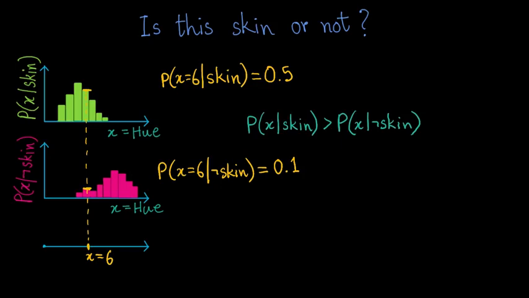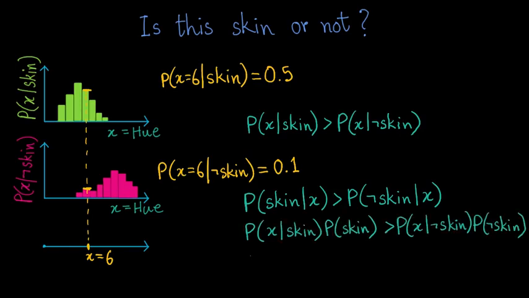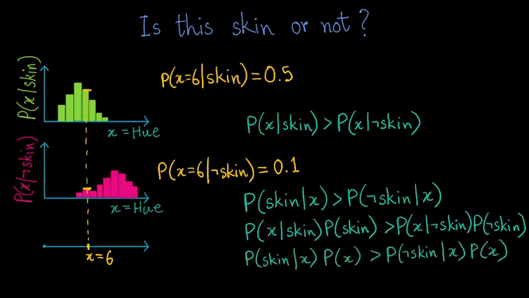In general, is this condition sufficient? That is, I'll say that x is a skin pixel if p of x given skin is greater than p of x given not skin. How about this deceptively similar but different condition? That is, p of skin given x is greater than p of not skin given x. While we're at it, let's throw in a couple more choices. P of x given skin times p of skin is greater than p of x given not skin times p of not skin. Is that sufficient? How about this last one? P of skin given x times p of x is greater than p of not skin given x times p of x. Select the condition or conditions that you think you can use to decide whether a skin pixel is being seen given a value x.